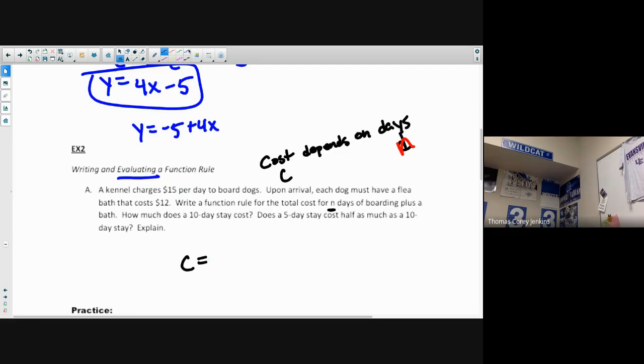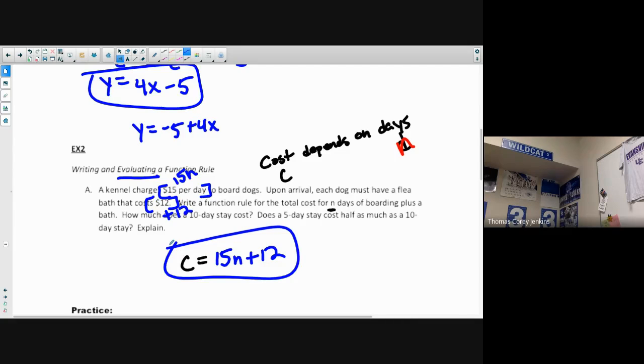So this is going to come from the first sentence. Charges $15 per day, right? That's going to be your coefficient. That's what changes depending on the number of days. So that'd be 15 times N. The flea bath is going to be a one-time deal. That's going to be your constant, right? So that's going to be plus 12. So our function rule, 15n plus 12.